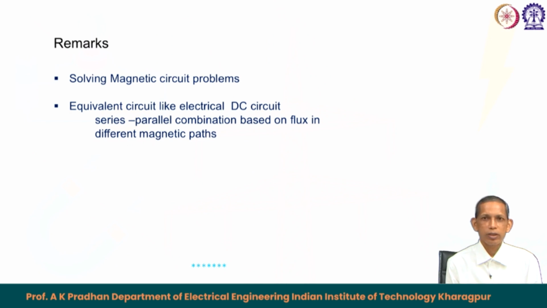Overall, in this lecture we solved magnetic circuit problems, starting from simple problems, and from there we can go to more and more challenging problems also. We saw that the equivalent circuit for the magnetic circuit can be similar to that of the DC circuit, and we can have series and series-parallel combinations based on the flux passing through the different magnetic circuits. Using the different principles, MMF, H L, and H into phi, you can solve the corresponding magnetic circuit problems.